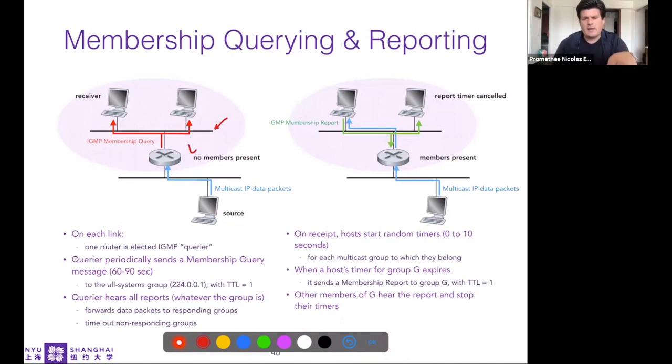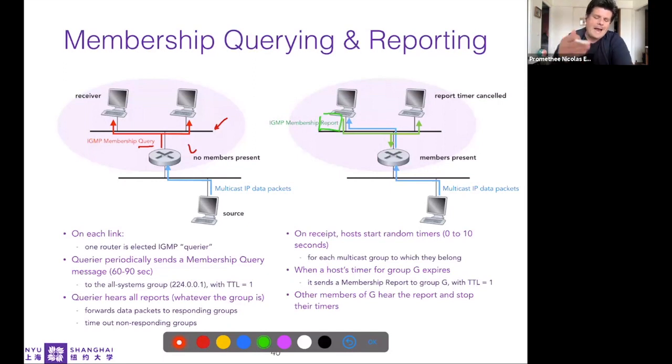In order to tell if there are members, the multicast-enabled router will run IGMP on the local network with the end hosts. I will send query messages periodically, and periodically means every 60 to 90 seconds. By default it's 60, but you can increase it to 90 seconds. You send that query message, which is a generic one, and whenever you receive that query, any receiver on the network who belongs to any multicast group will answer by sending a report.